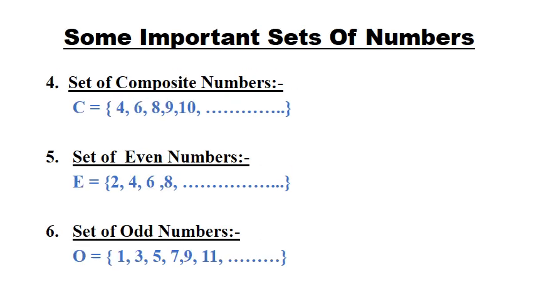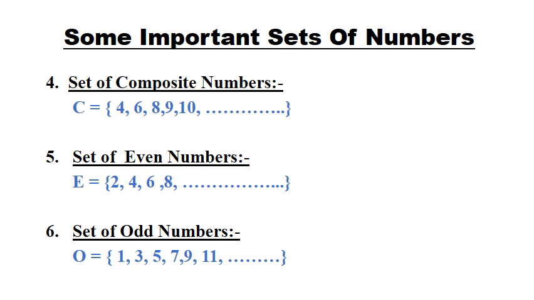Now we have the set of composite numbers. A composite number has more than two factors: 1, itself and any other number. Or simply we can say that composite numbers are the numbers that can be divided by a number other than itself and 1. It is usually represented by capital C. So the numbers are 4, 6, 8, 9, 10, 12 and so on.